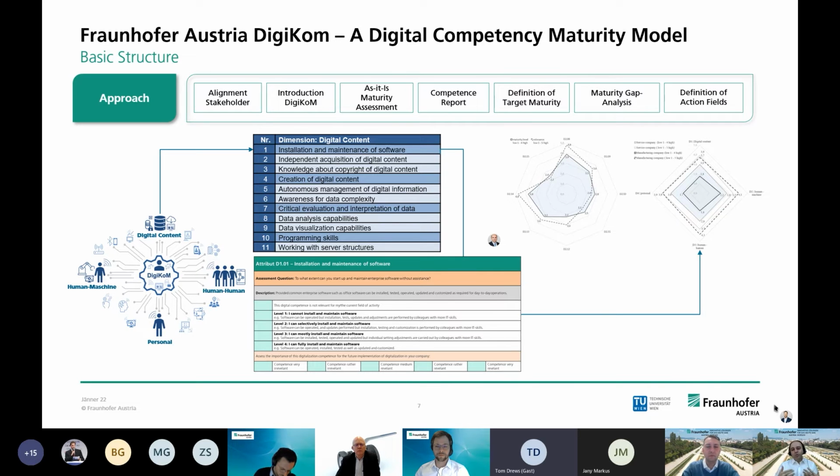Therefore, we are doing an as-is maturity assessment, first of all, a kind of self-assessment by the companies, answering several questions at a certain level of detail with regard to the certain software which is incorporated, certain digital technologies that are incorporated. And then in the next step we are doing a kind of competency report. This is based on the self-assessment in the companies and the workshop that we are organizing for that.